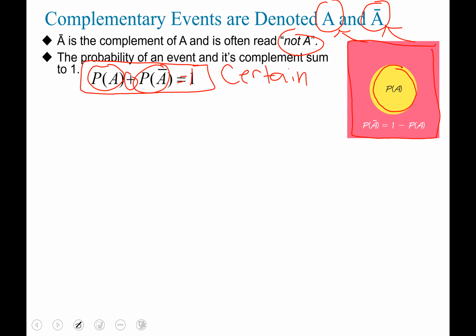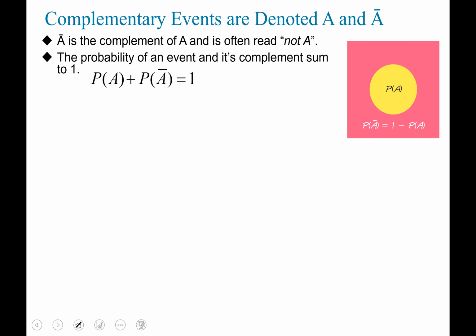If we take this first equation and subtract the probability of A from both sides of the equal sign, we end up with this. The probability that A will not occur is 1 minus the probability that A will occur. You'll see the equation used in both formats. If you're asked to calculate the complement, you'll type 1 minus the probability that A will occur on your calculator, and that gives you your complement.